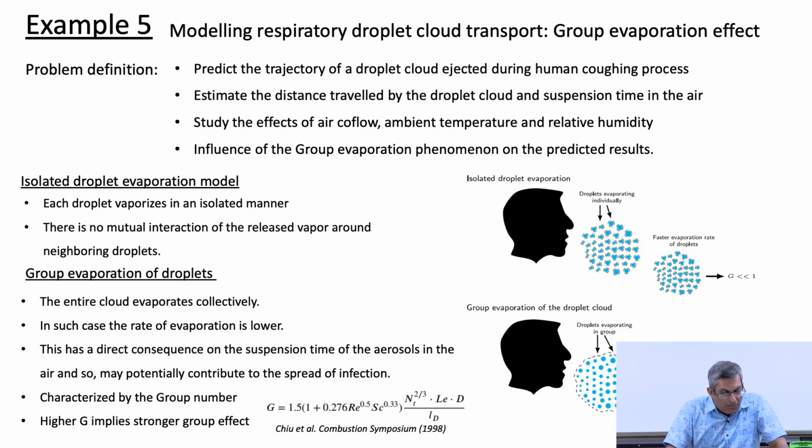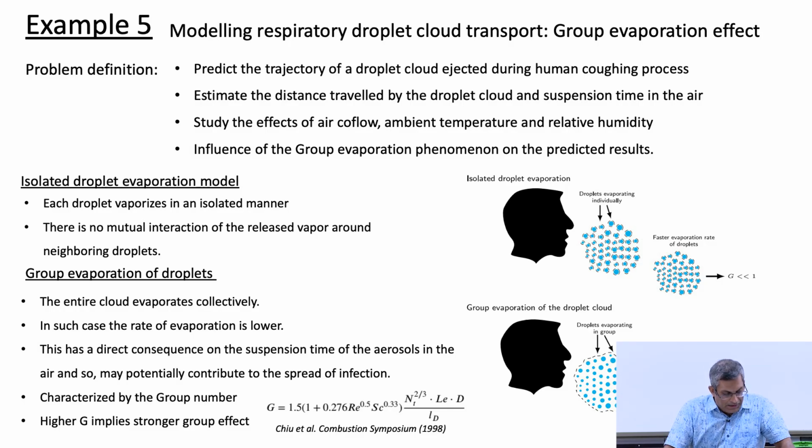However, group evaporation refers to a scenario where the cloud itself evaporates collectively. This entire cloud evaporates instead of individual droplet evaporation. And in this case, the droplet evaporation rate can be much lower. So what is the issue if the droplet evaporation rate is lower? If the evaporation rate is lower, then obviously the distance traveled by the particles would be higher, and their suspension time also may be higher. That's what we will have to check.